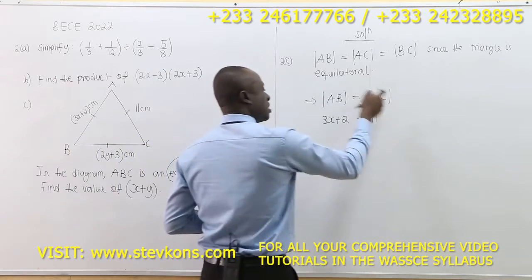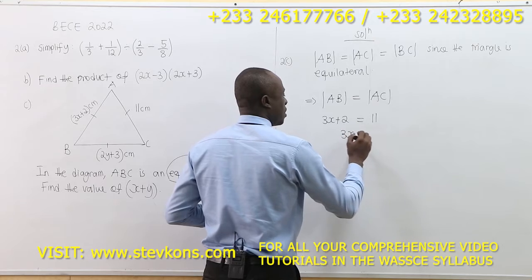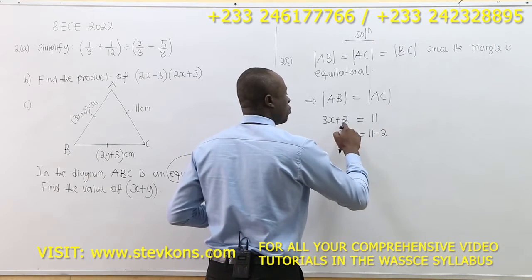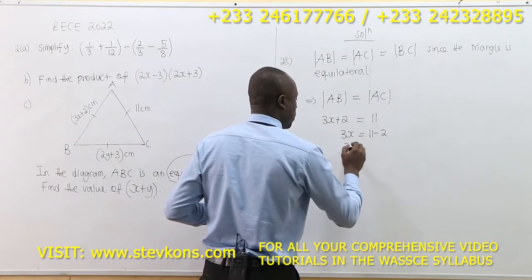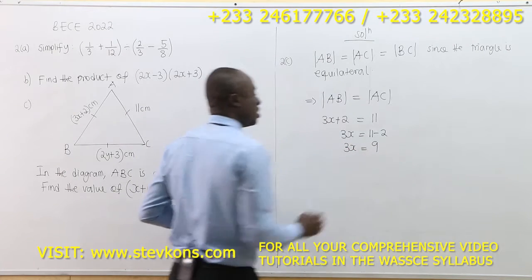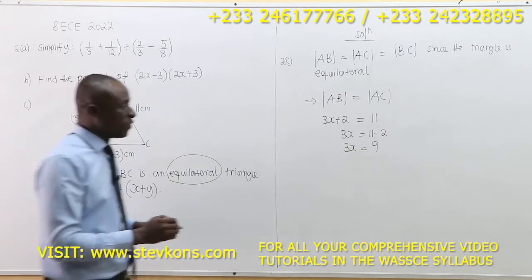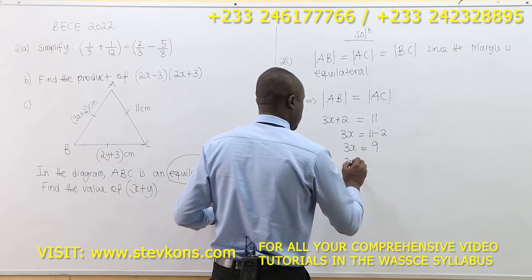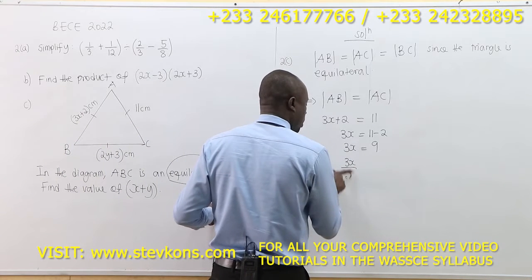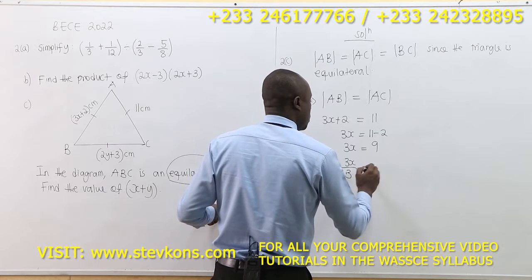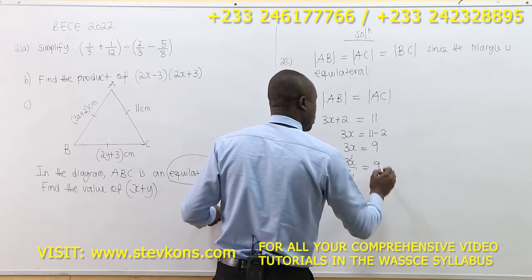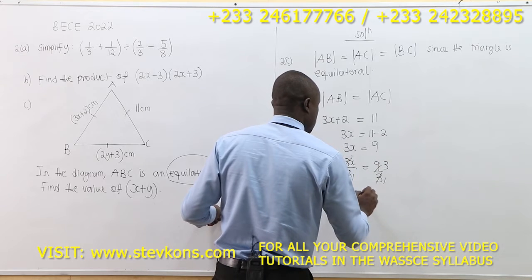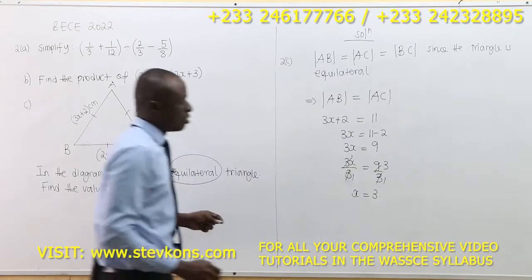Simple equation. This has to move to this side. 3x equal to 11 minus 2. Positive 2 crossing, becoming negative. So we have 3x, 11 minus 2, and this is 9. When we find x, we divide both sides by 3. So we have 3x out of 3 equal to 9 out of 3. 3 go 1, 3 go 1, 3 go into 9 3 times. So x is equal to 3.